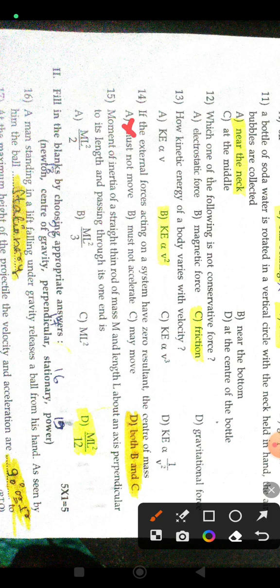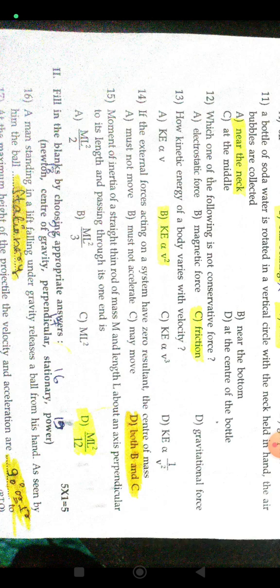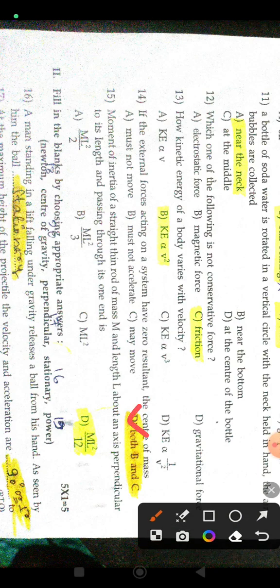Yes, this is not right. Must not accelerate. Yes, correct. And may move. Yes, of course it can move. So B is possible and C is also possible, so the option D is the right answer. Because when the external forces acting on a system have zero resultant, the center of mass must not accelerate, but it can move. It cannot accelerate, but it can move. So options B and C are also right.